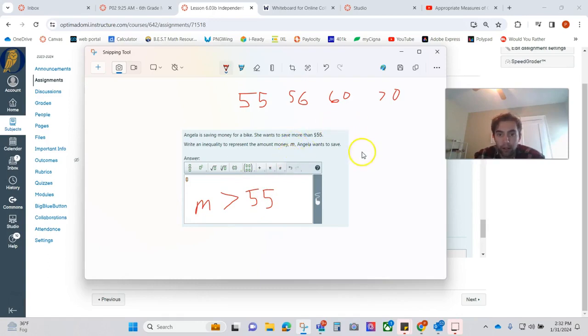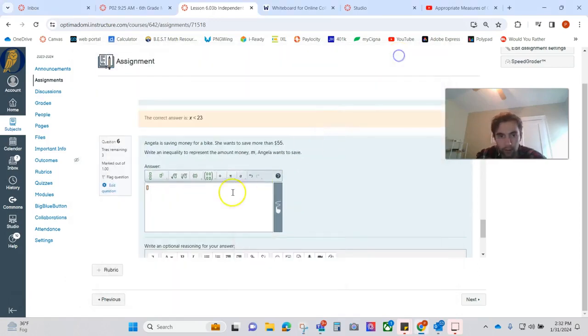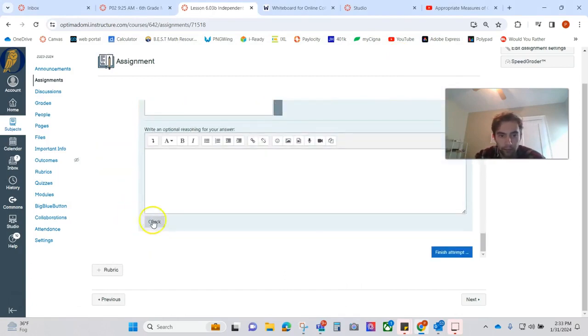But do we have the inequality sign, or do we have the or equal to bar underneath? Could 55 be one of the possible mystery numbers? Is 55 more than 55? No. 55 is not more than. So we do not have the or equal to bar underneath our alligator mouth, because it's just numbers bigger than 55, not 55 itself. M bigger than 55. Check.